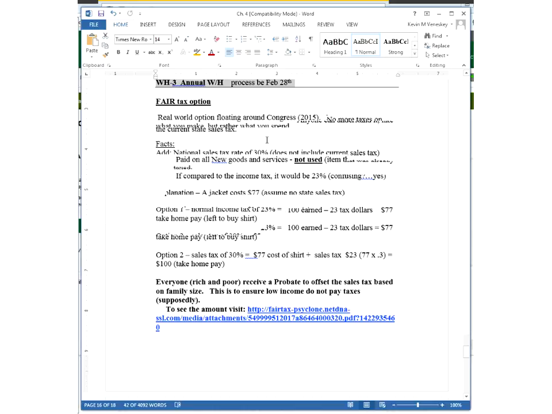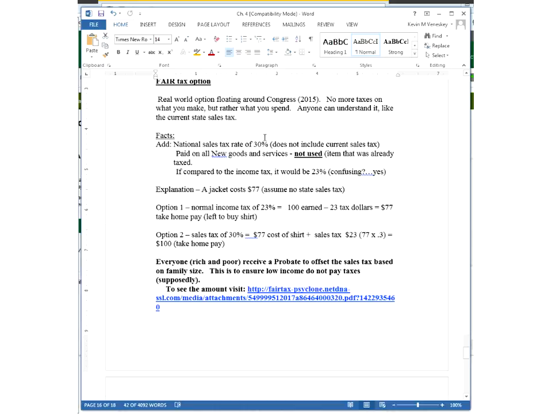What is the fair tax? Okay, so basically the fair tax is like having a national sales tax. Right now in Indiana we pay 7% sales tax, and that is considered a flat tax. A flat tax is a sales tax. Everybody pays the same 7%.